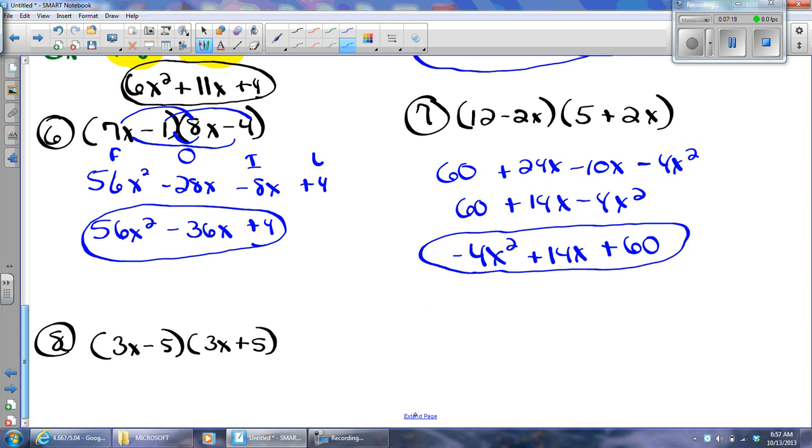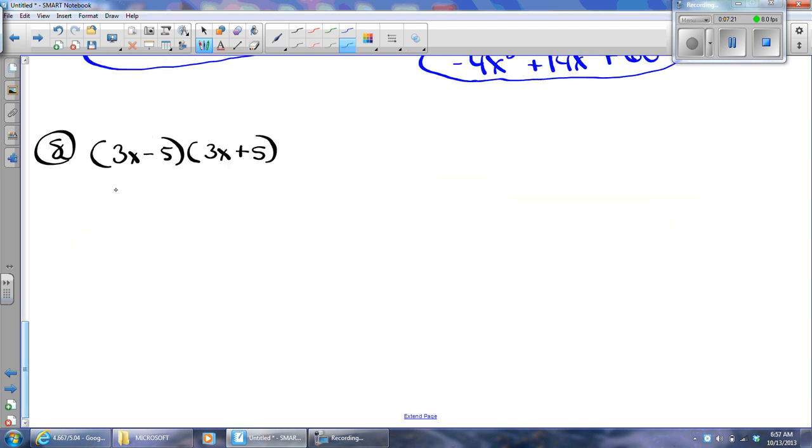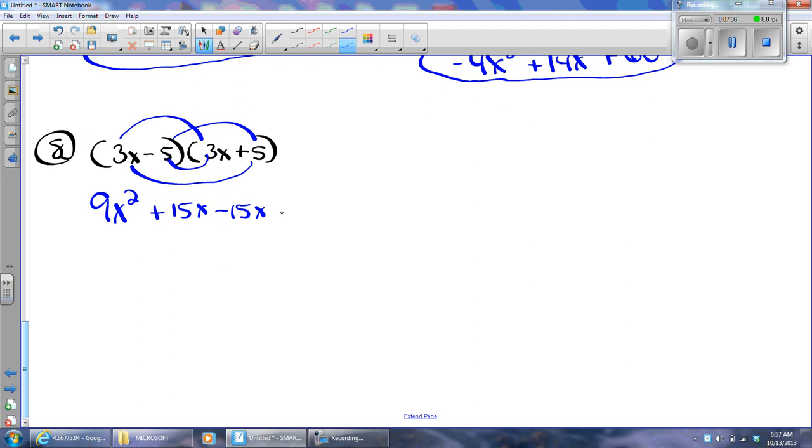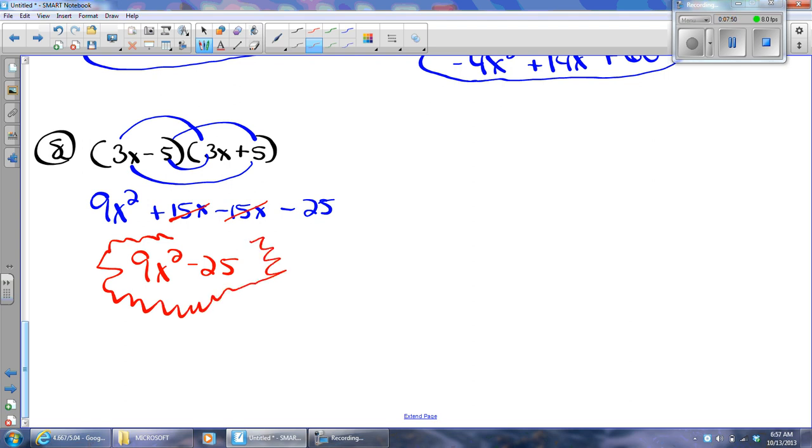All right, one last problem. And this one's kind of cool. I like this one a lot. I'm going to do my first, and I'm going to get 9x squared, right? Right there. We're going to do my outers and get a 15x. My inners will give me a negative 15x. And then my lasts will give me a negative 25. And so these will cancel out. I'll be left with 9x squared minus 25. And this is a very special pattern when we do the big F word. Okay, I'll draw more attention to that later.